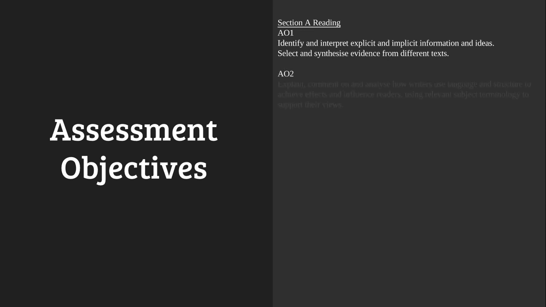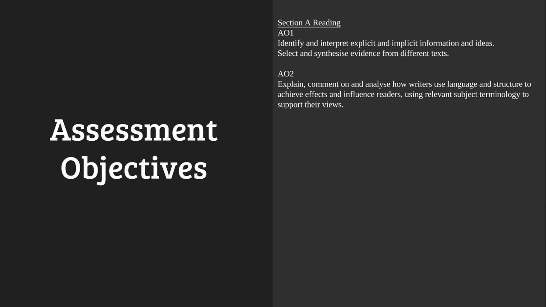You also get AO2, which is to explain, comment on, and analyse how writers use language and structure to achieve effects and influence readers, using relevant subject terminology to support their views. Now, AO2 then is the assessment objective that you are marked against for both question 2 and 3. So essentially, it's the same mark scheme, the same assessment objectives for questions 2 and 3. The only thing is, in question 2, we look at language. Question 3, we look at structure. AO4 is to evaluate texts critically and support this with appropriate textual references. So this is the one where you're agreeing or disagreeing with the statement that you're given.